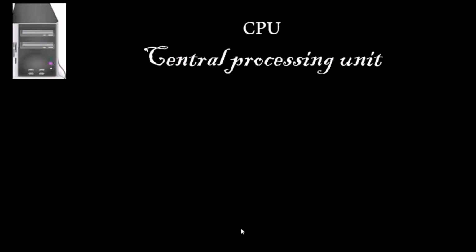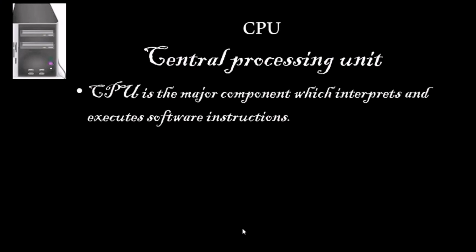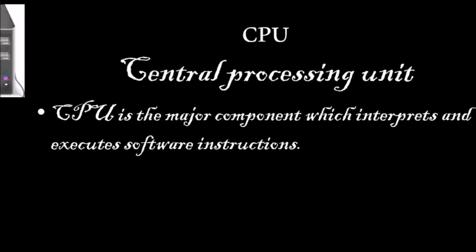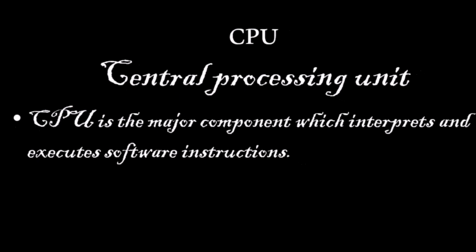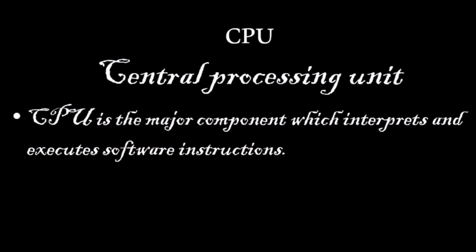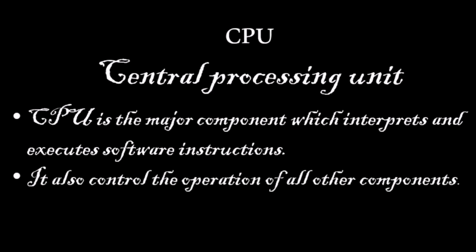The next one is the CPU, the central processing unit. The CPU is the major component which interprets and executes software instructions. It executes all the instructions given by the user, and it also controls the operations of all other components. It controls all the computer systems and all the components.